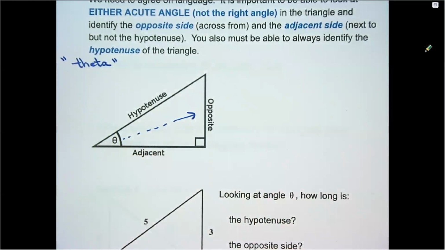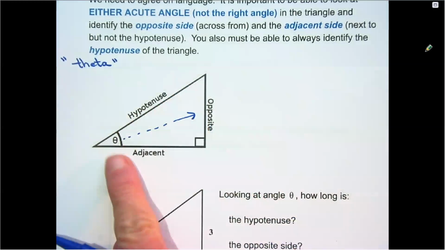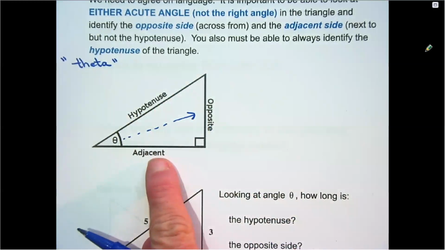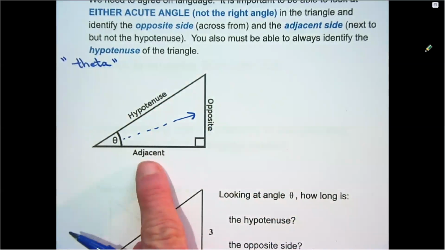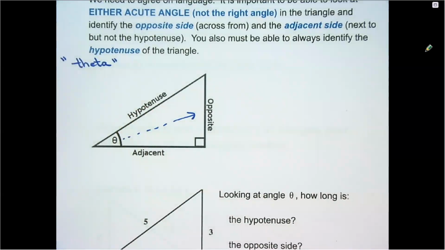Another side that I look at is which side is adjacent to it. And the word adjacent means next to. Just think about English and its definition. It means next to. But when we say adjacent in a triangle, we mean next to, but not the hypotenuse. So the hypotenuse is always the easy side to pick out. If I look at this triangle, there's the hypotenuse. So which side is next to that angle, but not the hypotenuse? Well, this side is next to that angle, but not the hypotenuse. So for that angle theta, this is the side that is next to it, but not the hypotenuse, and there's the hypotenuse.